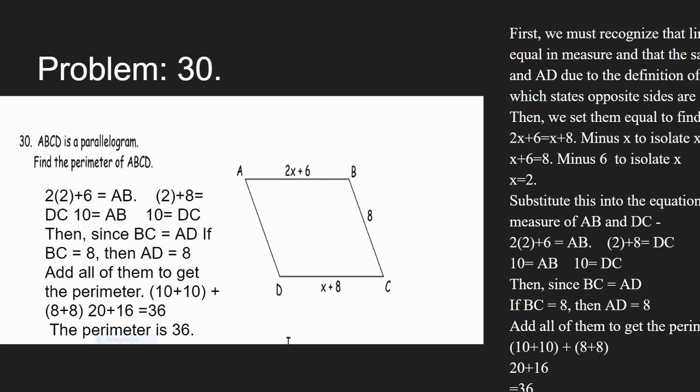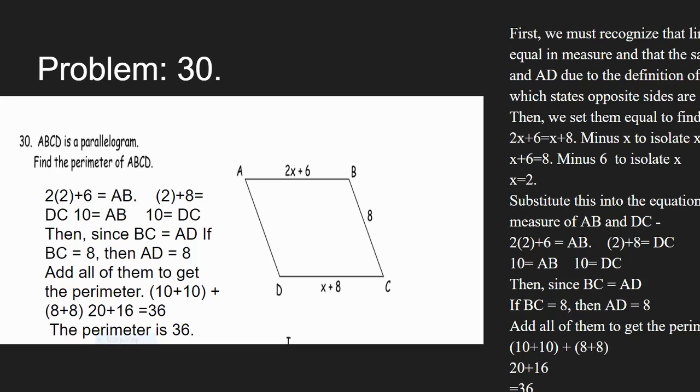Now in order to solve for their measurements, we simply have to plug in what we got for x, which is 2. After we plug it in, we get 2 times 2 plus 6. Once we add up those numbers, 2 times 2 is 4, plus 6 is 10. And 2 plus 8 equals 10. Then we know that 10 is equal to AB, and that 10 is equal to DC.